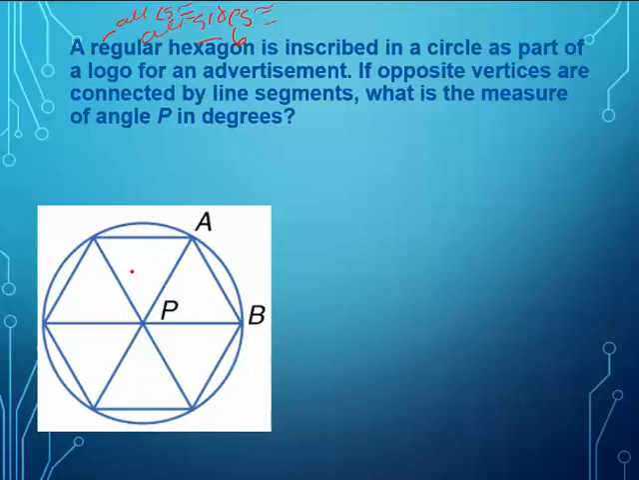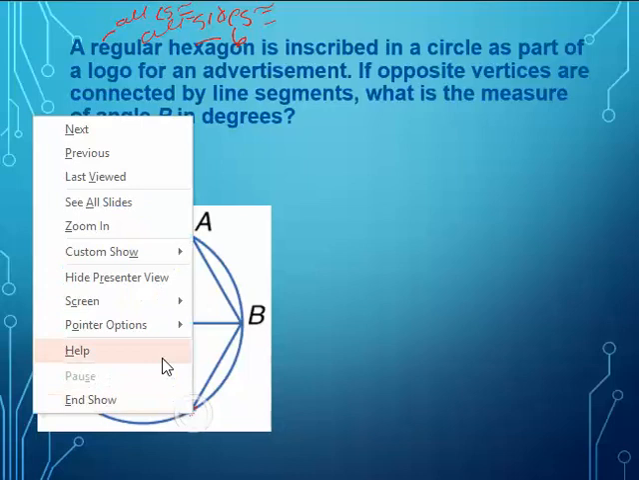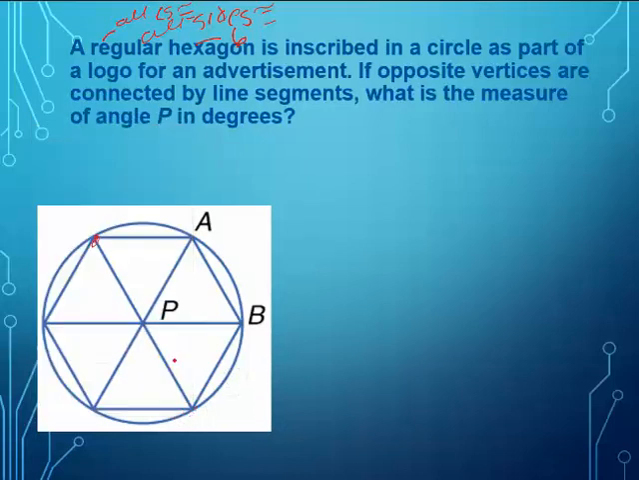If opposite vertices are connected by line segments, so here we've taken this vertex and we've connected the opposite one with a line segment, okay? And then we took this vertex and the one opposite straight across from the triangle, and we connected it, and then we connected this one over here on the left to this one on the right. So if opposite vertices are connected by line segments, what is the measure of angle P in degrees?